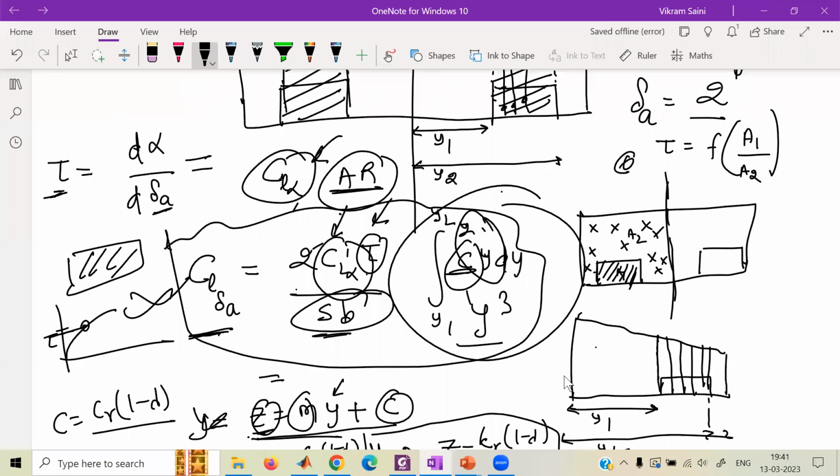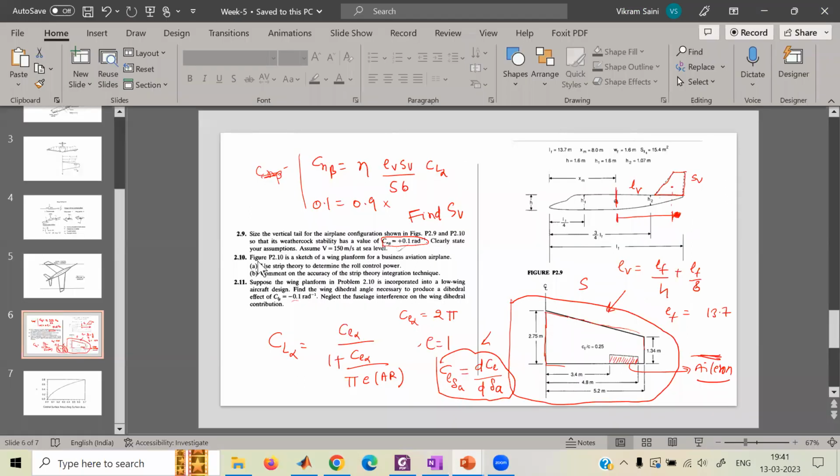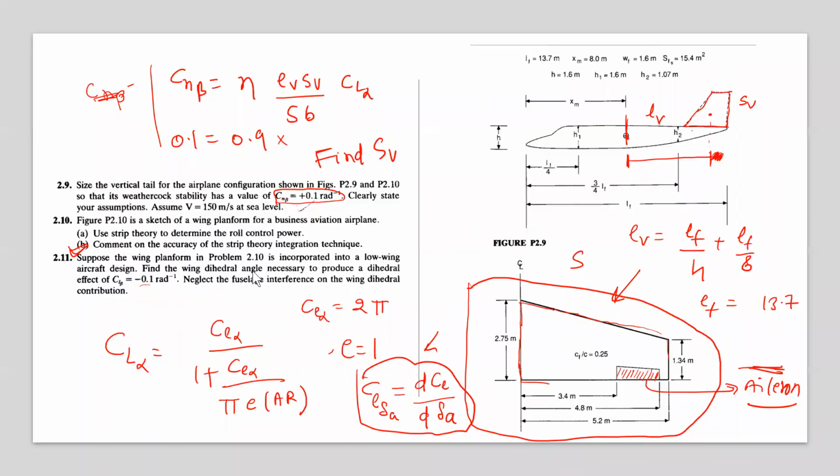The remaining question, the last question 2.11, we will do in the next session because we don't have time, and we will also comment on the accuracy of the strip theory. So try to find out some approximations that we are making here, and try to puncture the theory. Try to dig a hole inside it and say, okay, there is some approximation and it's not correct. How it's not correct, we'll talk about in the next session.